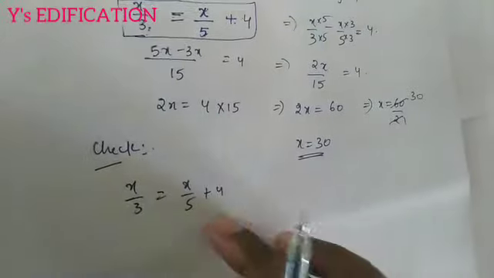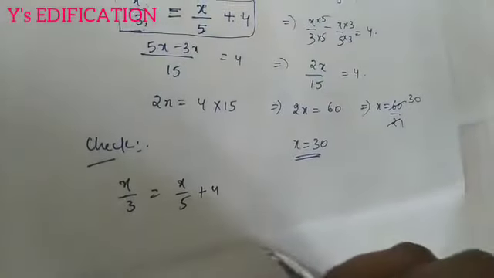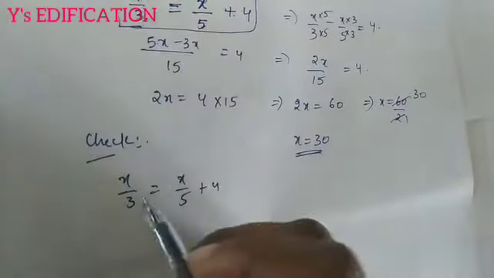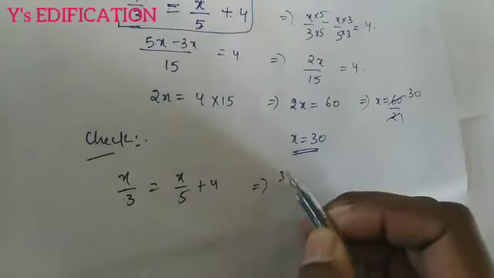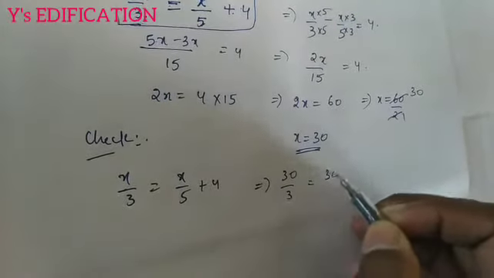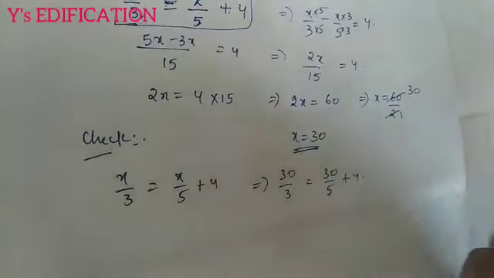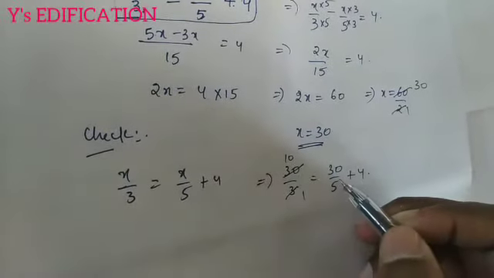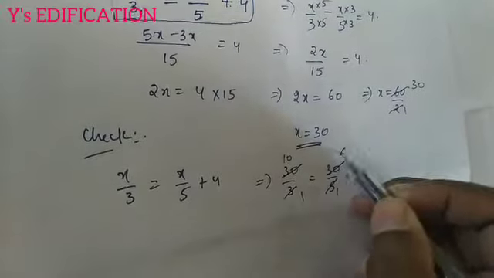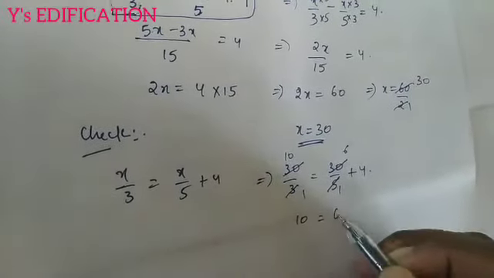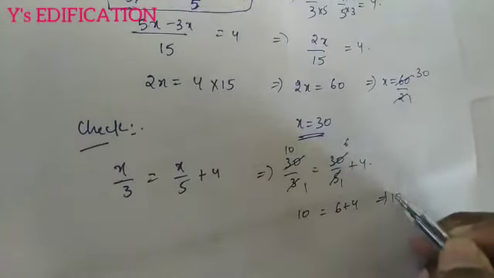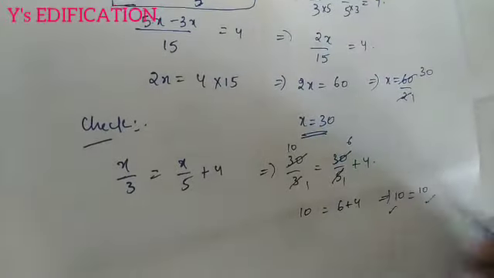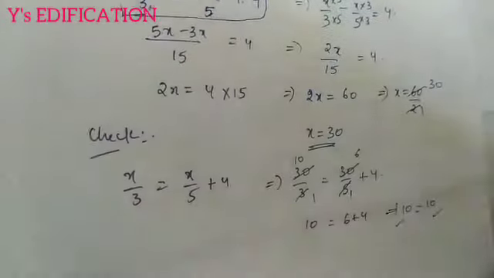This is the equation derived from the given data. Now let us substitute this 30 in this equation. Okay. So 30 by 3 is equal to 30 by 5 plus 4. Okay, so 3 into 1, 3 into 10. Now 5 into 1, 5 into 6. This is 10 is equal to 6 plus 4. What is 6 plus 4? It is 10. LHS is equal to RHS. So the answer we got, 30, is the correct answer.